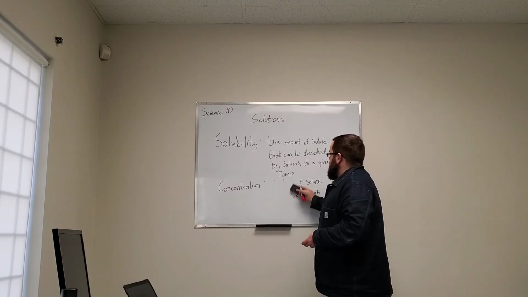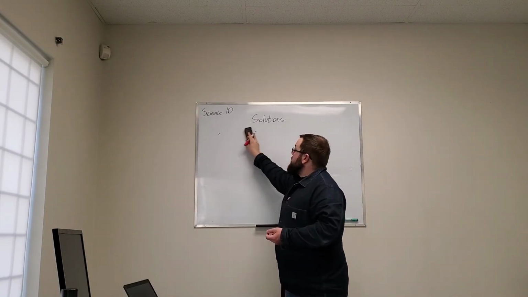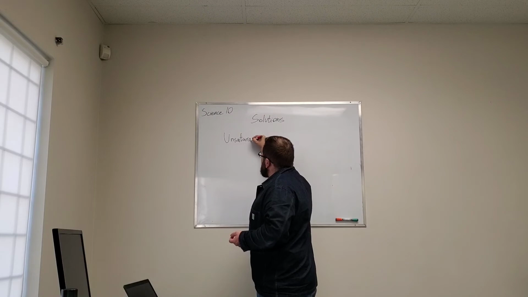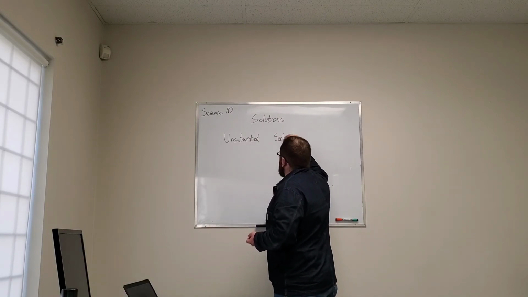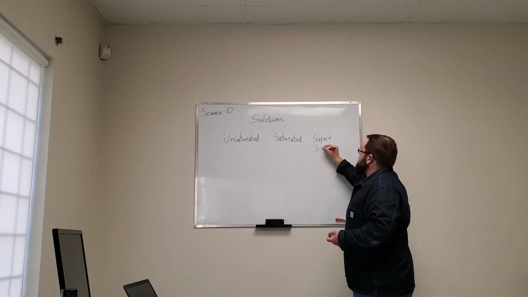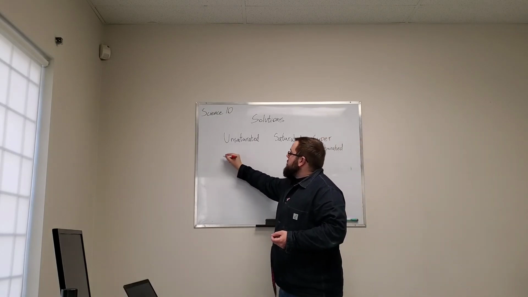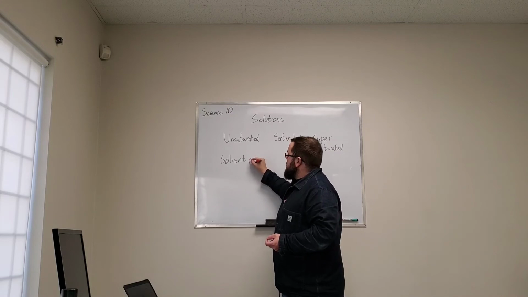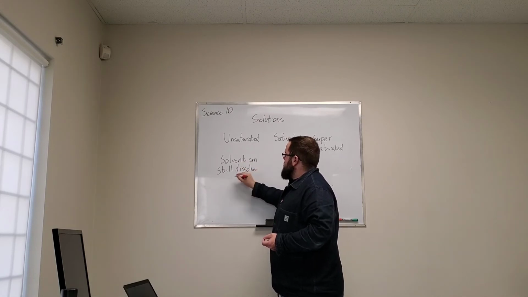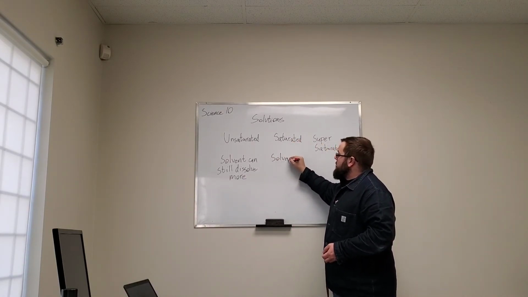With any solution that we have mixed up, it can be in 3 different states. And these states are unsaturated, saturated, and supersaturated. So unsaturated means the solvent can still dissolve more. Saturated means the solvent has dissolved as much as it could.